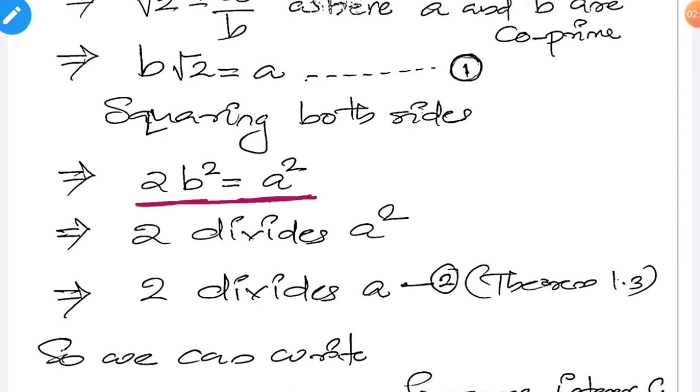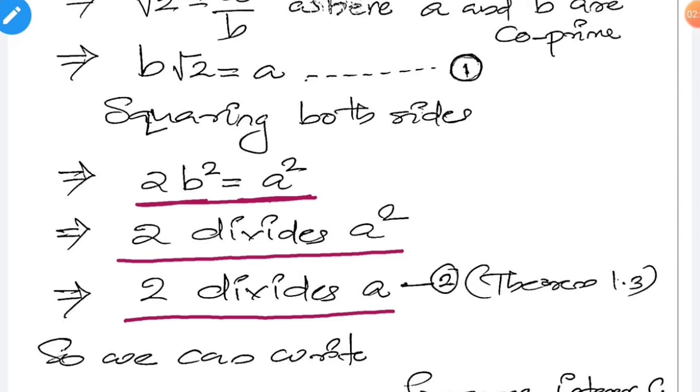2b square equal to a square means a square is a multiple of 2, since 2 into something is a multiple of 2. So we can write 2 divides a square. A square is a multiple of 2 means 2 is a factor of a square. Then by theorem, if 2 divides a square, we can write 2 divides a. Let it be equation number 2.